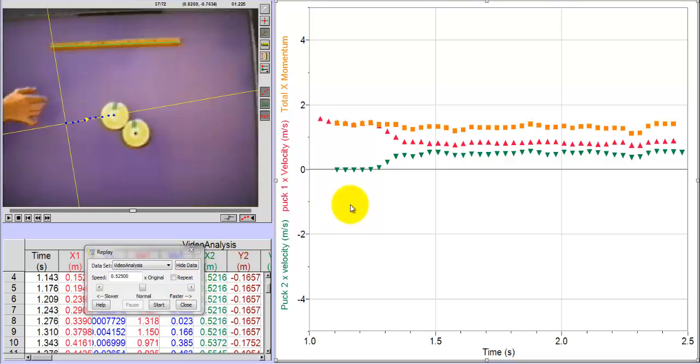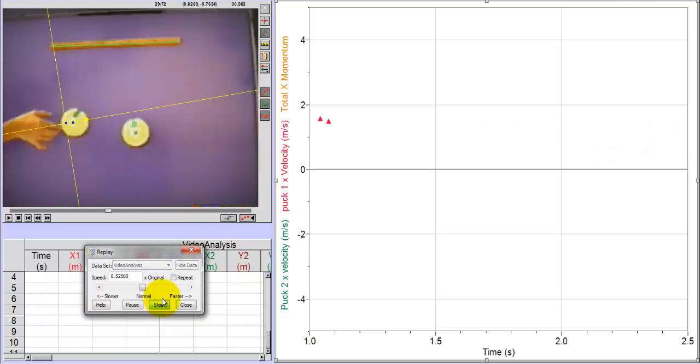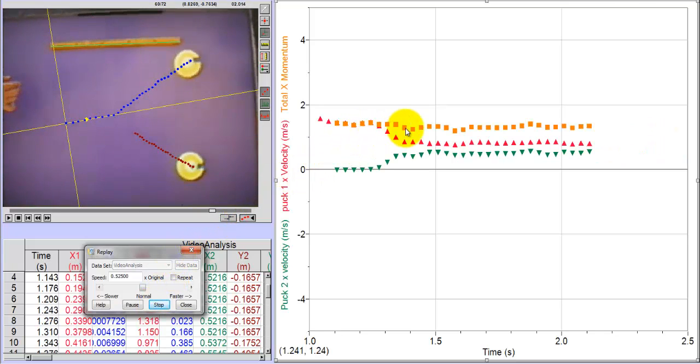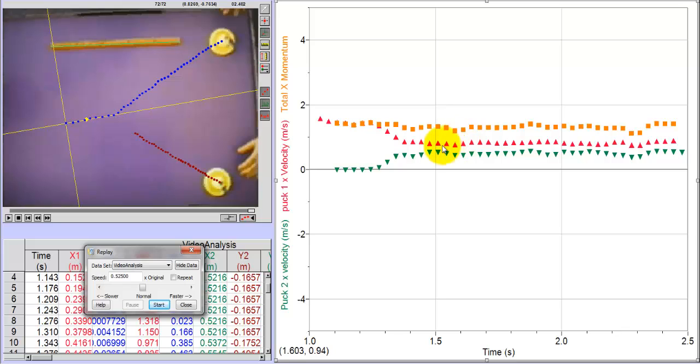This time when I play it through, there will be a third line, this orange line up here, and it's the sum of those two down here. You can see it does stay fairly constant right up here at the top. It started up here and it remains up there. Just because these were moving in 2 dimensions does not mean that the total x momentum actually changed.